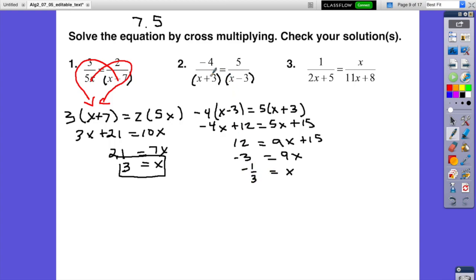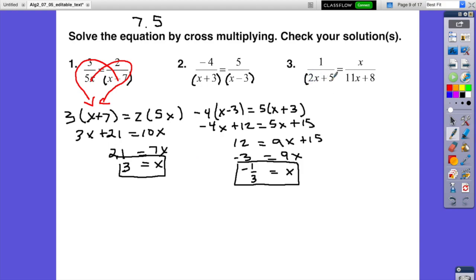Okay, again, plug it in and see if any of the denominators are going to be 0. You have to make sure to check your work. If you don't check your work, you might get something wrong. So I know that if I plug in negative 1/3 here, I will not get 0, and so that is my answer. All right, here comes number 3.